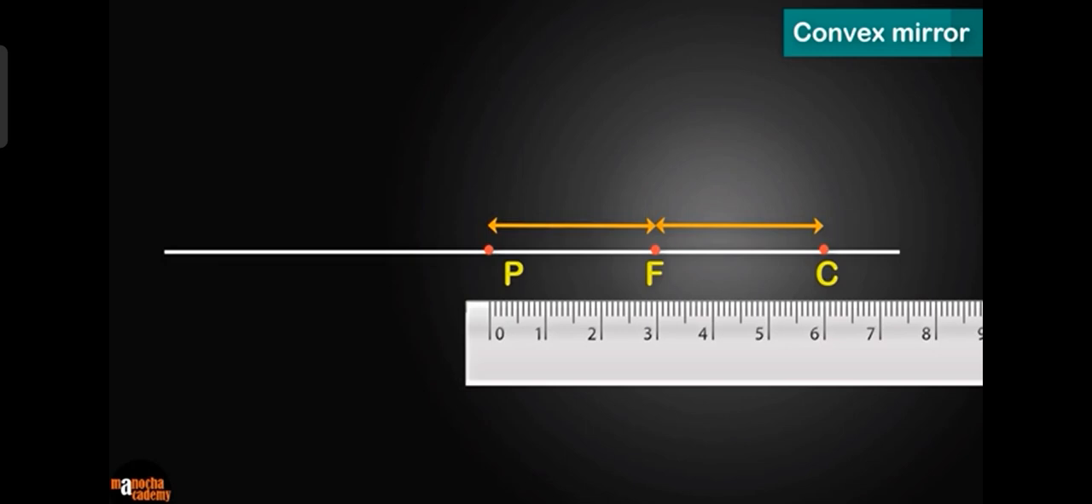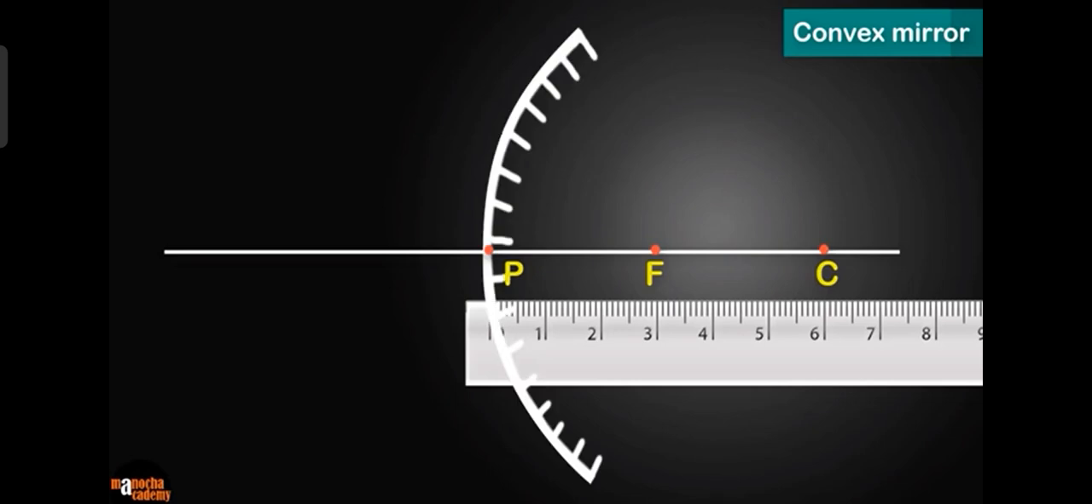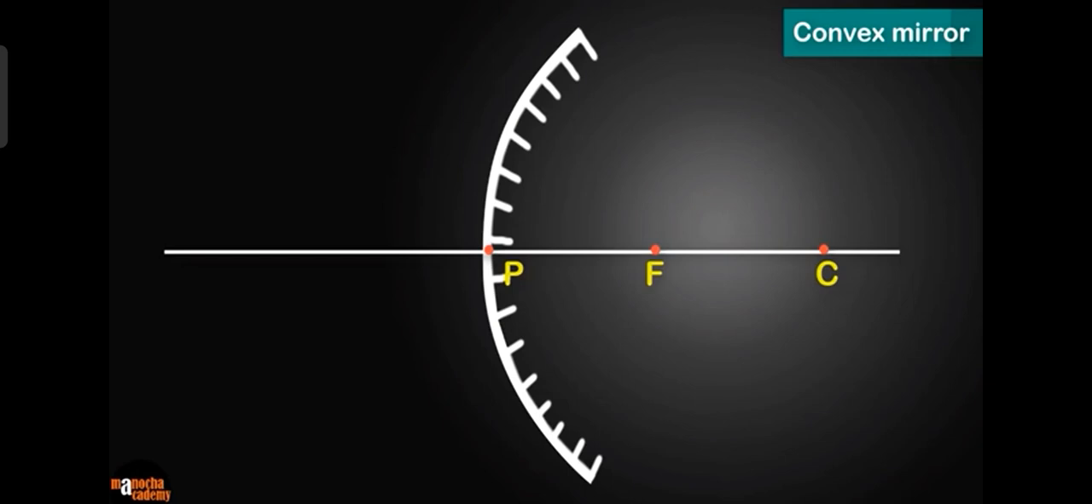P is the pole of the mirror, F is the focus, and C is the center of curvature of the mirror here. Note that in a convex mirror, the F and C are on the opposite side compared to a concave mirror. Now use your compass to draw an arc for the convex mirror. The compass point should be placed at C, the center of curvature. The radius of the arc will be CP equal to 6 centimeters in this case. Mark the back side of the mirror with these dashed lines.